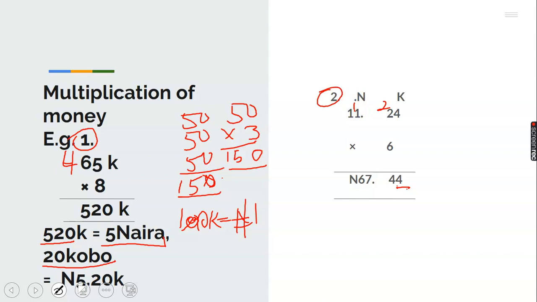Now we come here. 6 times 1, that's 6, plus the 1 we have carried. That's 7. You can see the 7 here. Then we have 6 times 1. That's what? 6. So what is our answer now? 11 naira 24 kobo multiplied by 6 will give us what? 67 naira 44 kobo. That's what we have there.